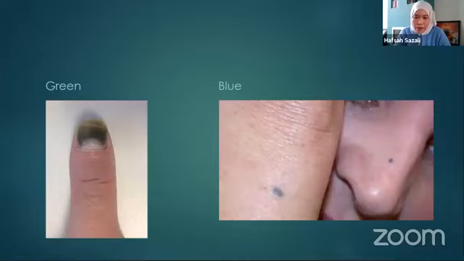I would like to remind you that sometimes it's difficult to differentiate between blue nevus and nodular melanoma, because obviously when the melanoma is deeper, it gives this grayish blue discoloration. So history is really important. And if you're not certain, you have to consider excising the lesion. Okay.